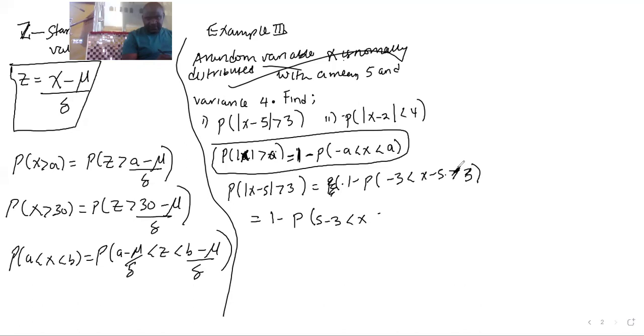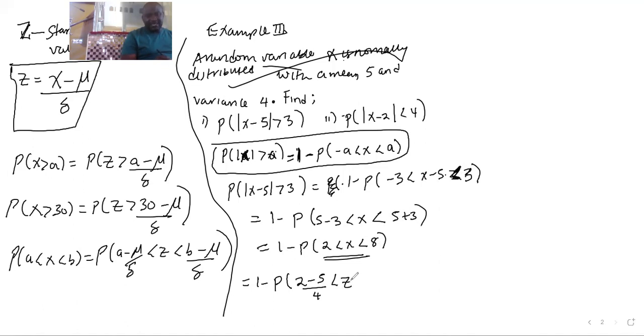This is less than... It's going to be less than 5 plus 3. So this has condensed to 1 minus probability of 2 less than x less than 8. Now, this is what we standardize. So to standardize that, what shall we attain? We shall have 1 minus probability of 2 less than z less than (8 minus 5) over 4, we are standardizing. The mean is 5, the variance is 4.